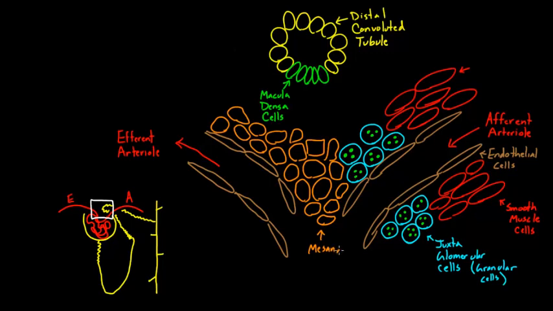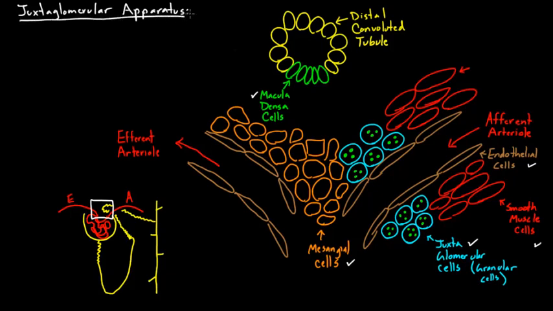And so combined, if you think about all this stuff together, remember this is all the white box in the little picture kind of blown up. The macula densa cells, the endothelial cells, the smooth muscle cells, the juxtaglomerular cells, and the mesangial cells. Put together, this whole thing is the juxtaglomerular complex, or apparatus rather. Juxtaglomerular apparatus. Kind of a funny word, but it's how people refer to all these cells.